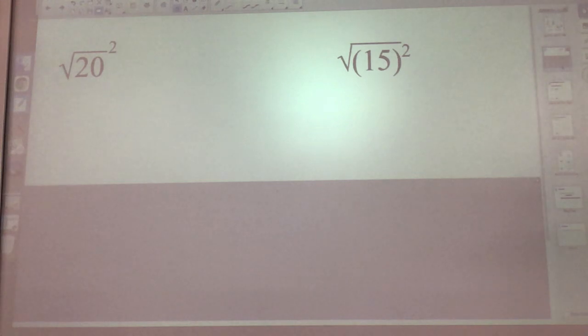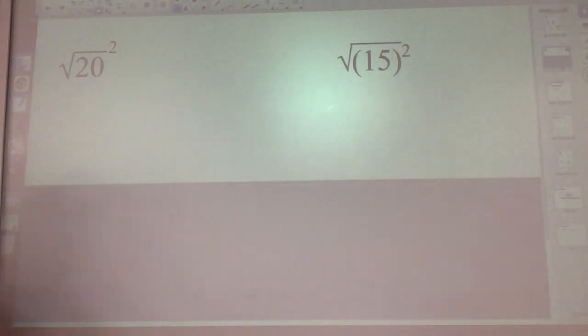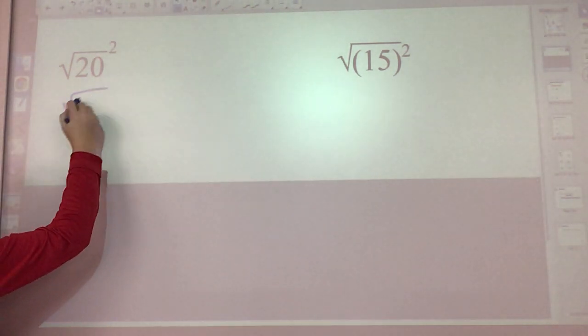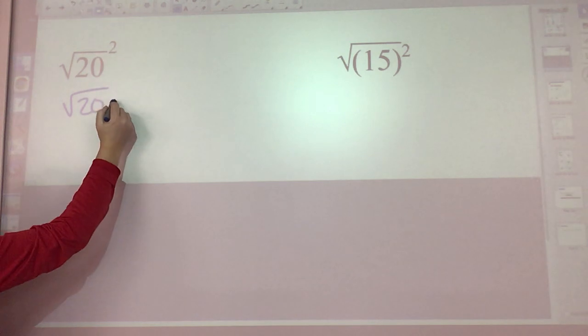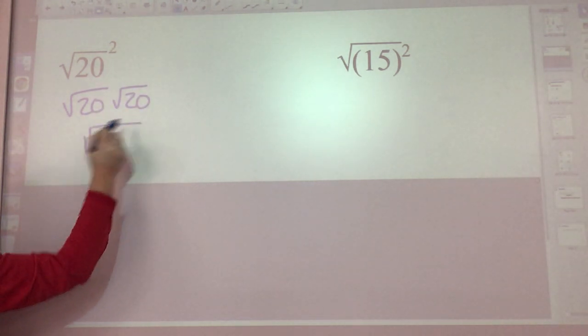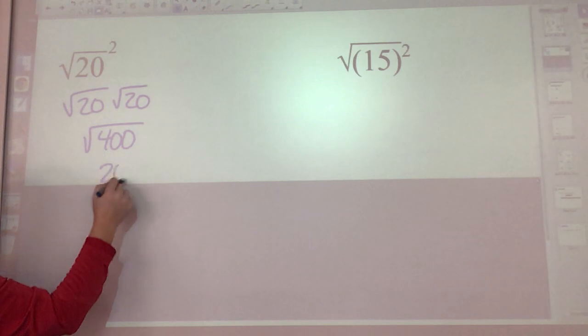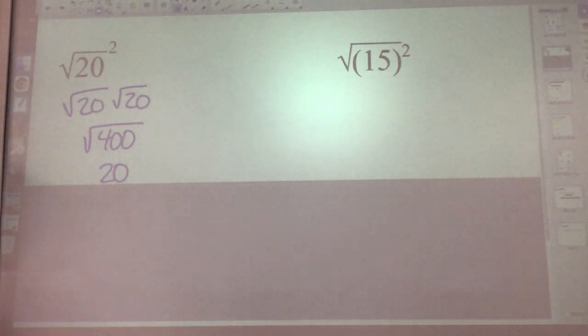All right, shifting gears, we're going to now work with squareds. What happens when you square a square root? I'll show you the long cut, and then I'll show you the shortcut. Long cut. Square root of 20 squared says take a number times itself. A square root times a square root is a square root. 20 times 20 is 400. Calculate that out. What is the square root of 400? The square root of 400 is 20.